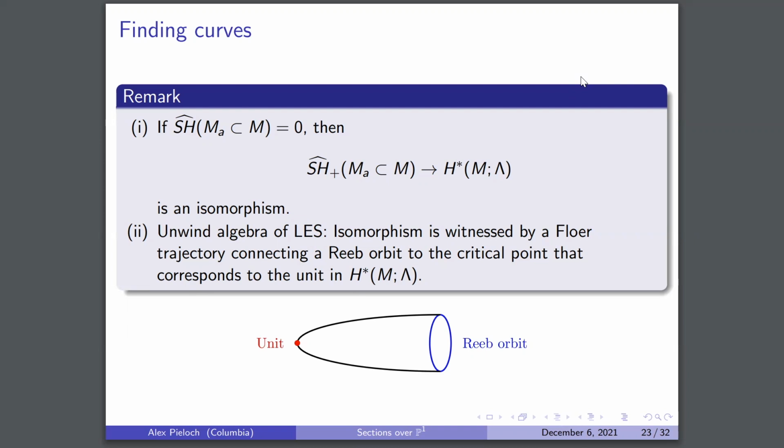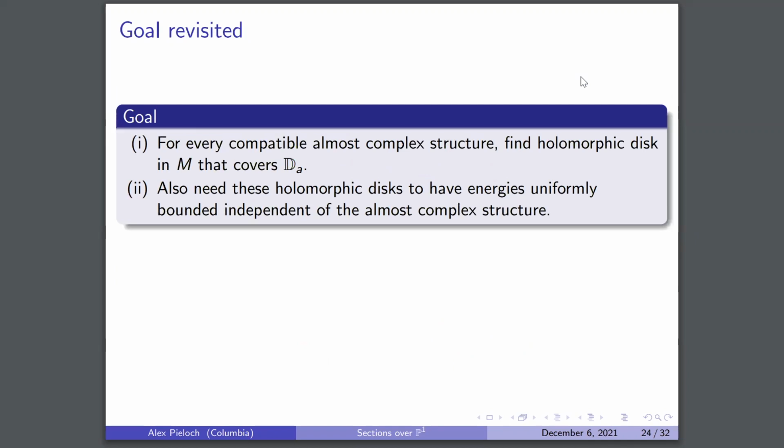Okay, so now we kind of remember some stuff that I already, oh, no, okay, I got mixed up in my slides. So we'll remember that our goal was to produce holomorphic disks over the disk of radius A, and we wanted these holomorphic disks to have energy that's bounded independent of our choice of almost complex structure.